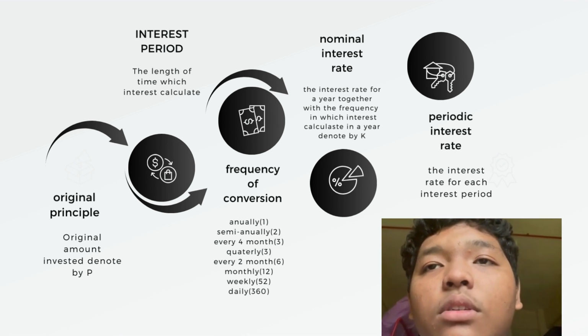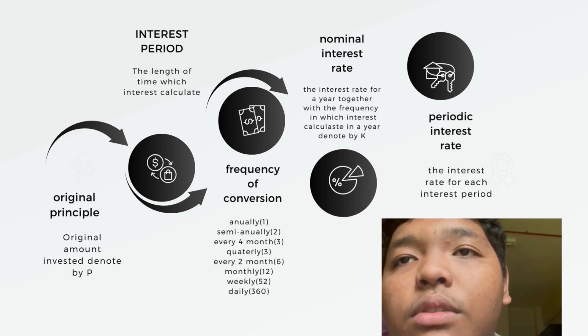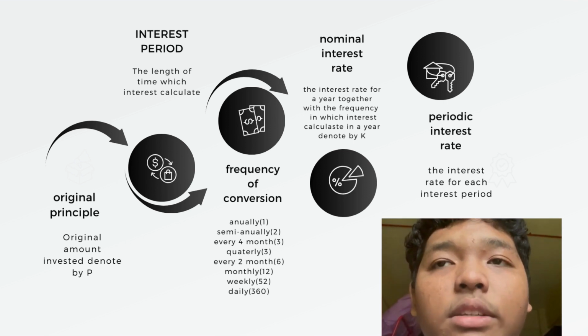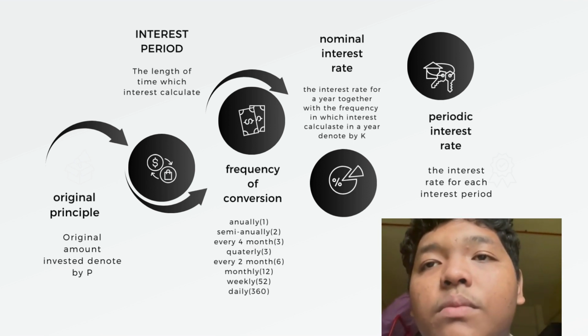Next, nominal interest rate, the interest rate for a year together with the frequency in which interest is calculated in a year, denoted by K. Lastly, periodic interest rate, the interest rate for each interest period.